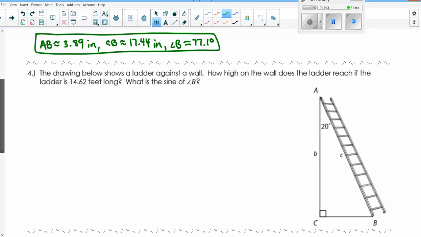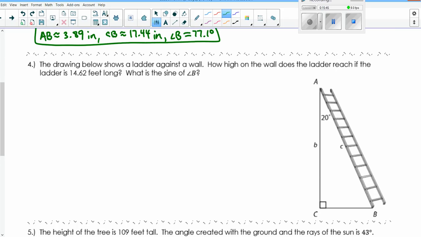Okay. All right. Number 4. The drawing below shows a ladder against a wall. How high on the wall does the ladder reach if the ladder is 14.62 feet long? So here's your ladder. Ladders are always the diagonal. It's always your hypotenuse, since ladders won't lay across the ground, otherwise it wouldn't be a right triangle, and ladders won't lay vertically because then there's no right triangle and it wouldn't work.